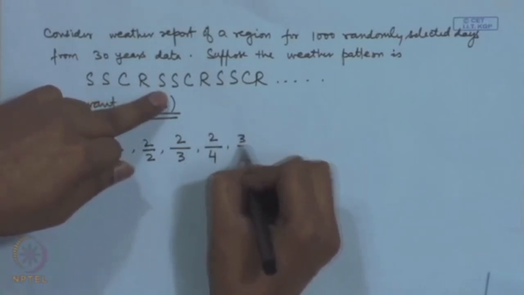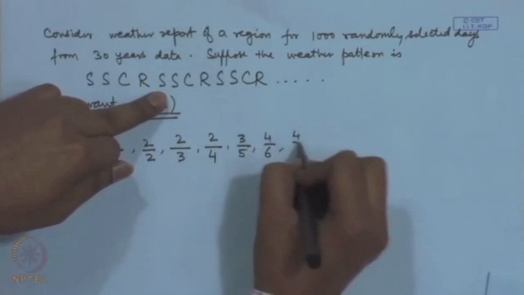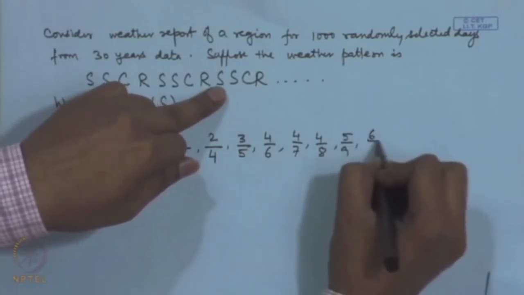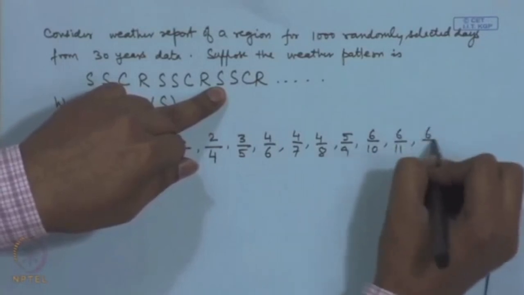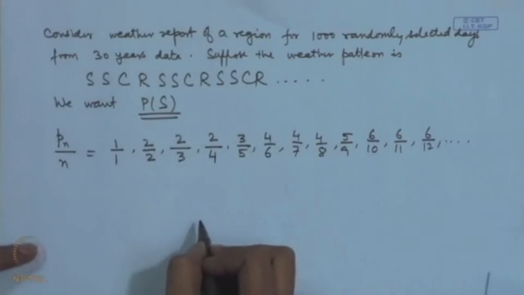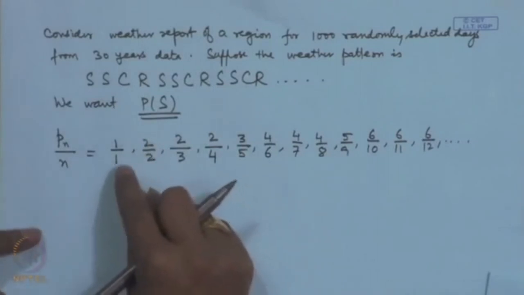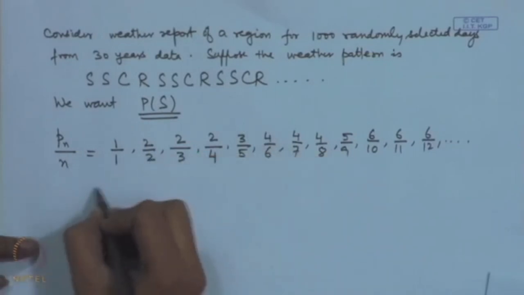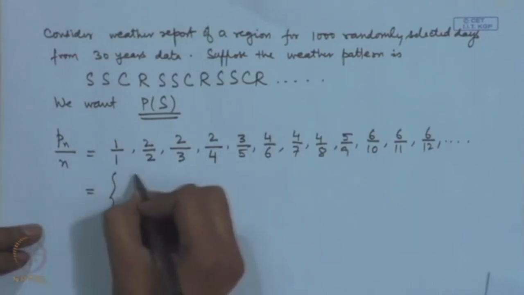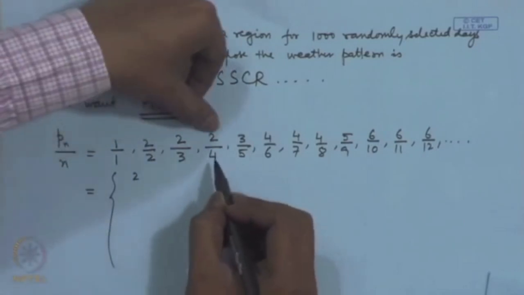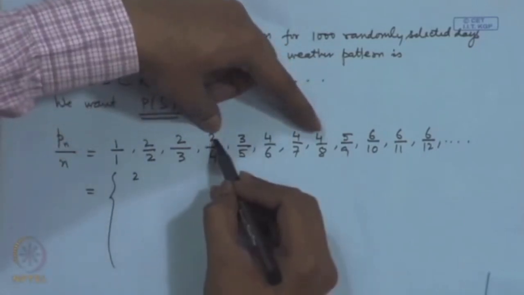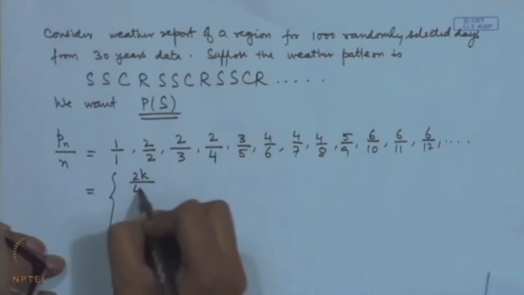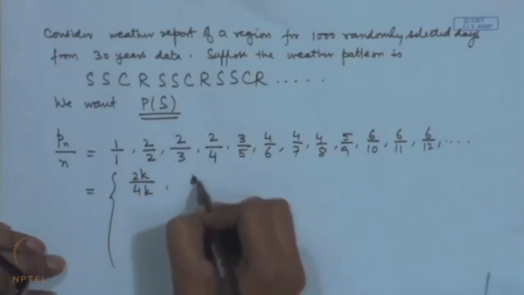Then 3 by 5, 4 by 6, 4 by 7, 4 by 8, 5 by 9, 6 by 10, 6 by 11, 6 by 12, and so on. Now, we want to find the limit of this. If we just observe like this, it is difficult to find the limit because the numbers are changing rapidly. So, we put it in a more mathematical form. If we observe each fourth occurrence here, it is of the form 2 by 4, 4 by 8, 6 by 12 and so on. That means, we can write it as 2k by 4k whenever n is of the form 4k.